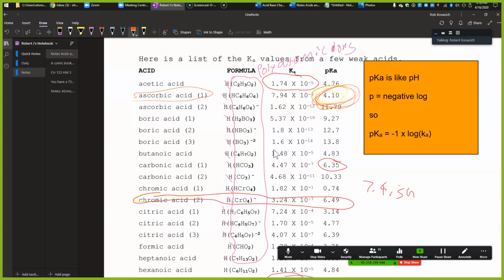Because I like vitamin C and not vinegar. I like vinegar. Ew.